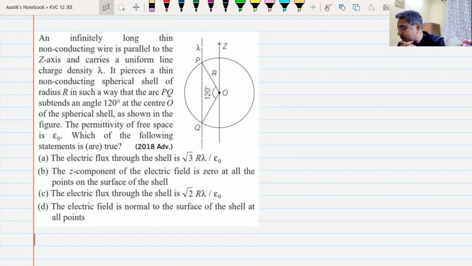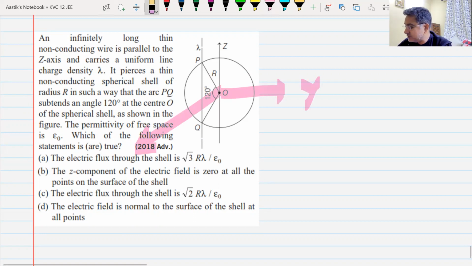An infinitely long, thin, non-conducting wire is parallel to the z-axis. Remember, in most cases in JEE, whenever they make the coordinate system, they make it like this. This is going to be their z-axis, this is going to be their y-axis, and this outward axis would be their x-axis. That is how they will make it, so don't get confused.